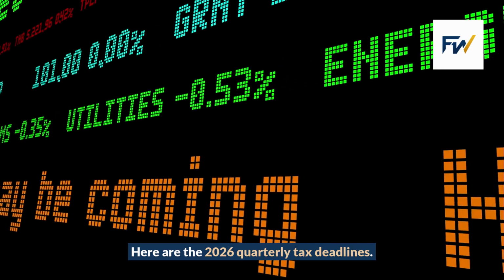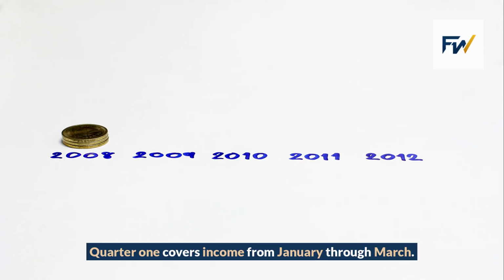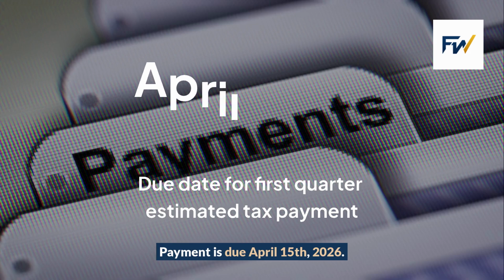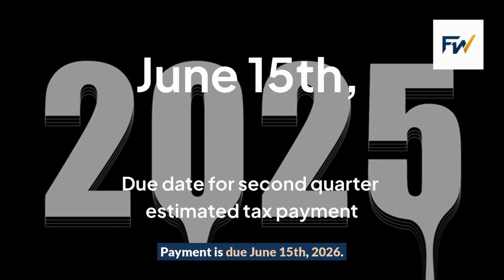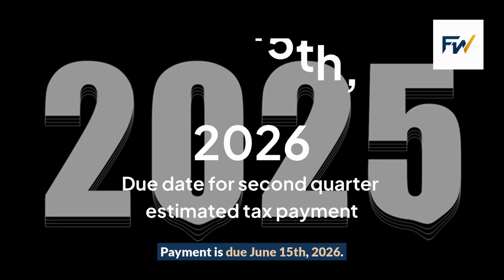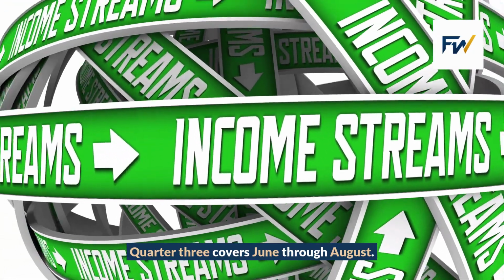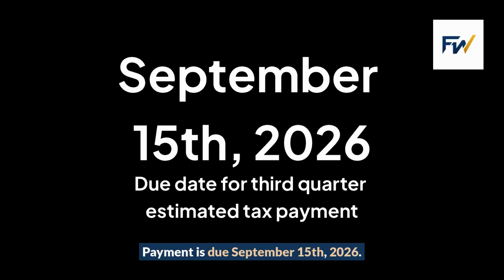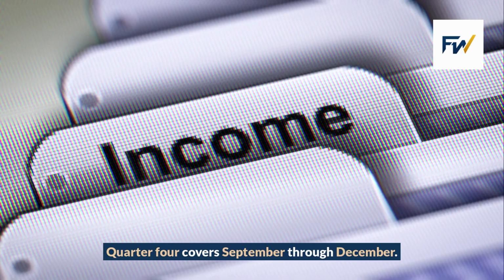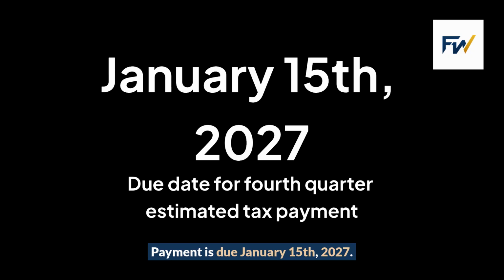Here are the 2026 quarterly tax deadlines. Quarter 1 covers income from January through March. Payment is due April 15, 2026. Quarter 2 covers April and May. Payment is due June 15, 2026. Quarter 3 covers June through August. Payment is due September 15, 2026. Quarter 4 covers September through December. Payment is due January 15, 2027.